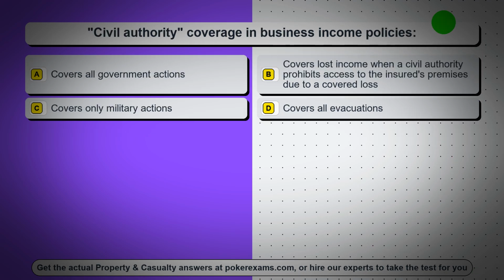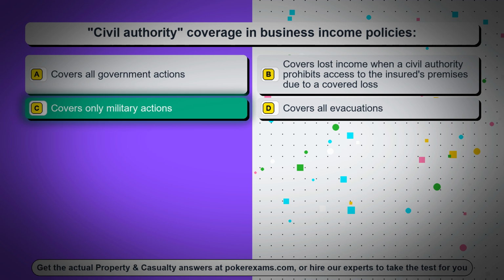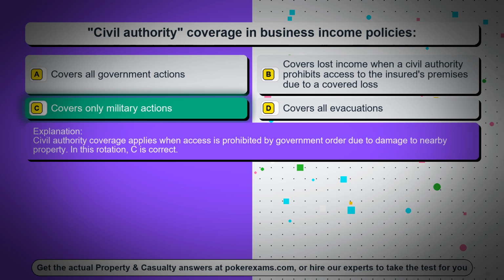Question 4. Civil authority coverage in business income policies: Option A, covers all government actions. Option B, covers lost income when a civil authority prohibits access to the insured's premises due to a covered loss. Option C, covers only military actions. Option D, covers all evacuations. The correct answer is Option C, covers only military actions. Civil authority coverage applies when access is prohibited by government order due to damage to nearby property. In this rotation, C is correct.